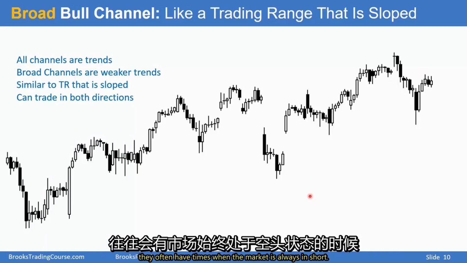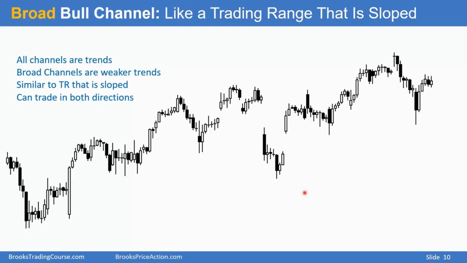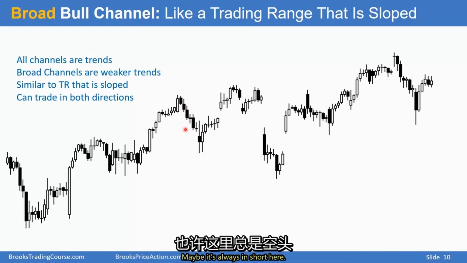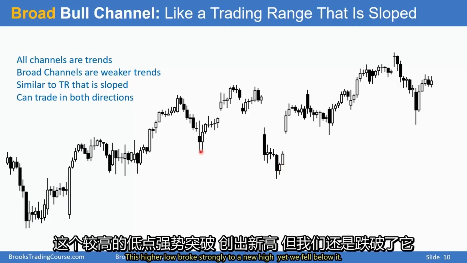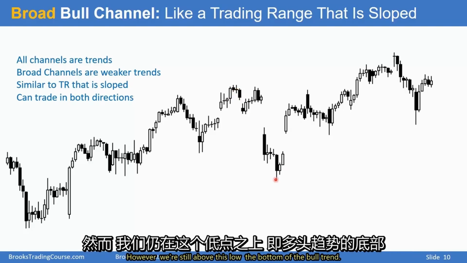And with broad bull channels, they often have times when the market is always in short. Maybe it's always in short here, maybe it's always in short here. The market fell below a major higher low. This higher low broke strongly to a new high, yet we fell below it. However, we're still above this low, the bottom of the bull trend.